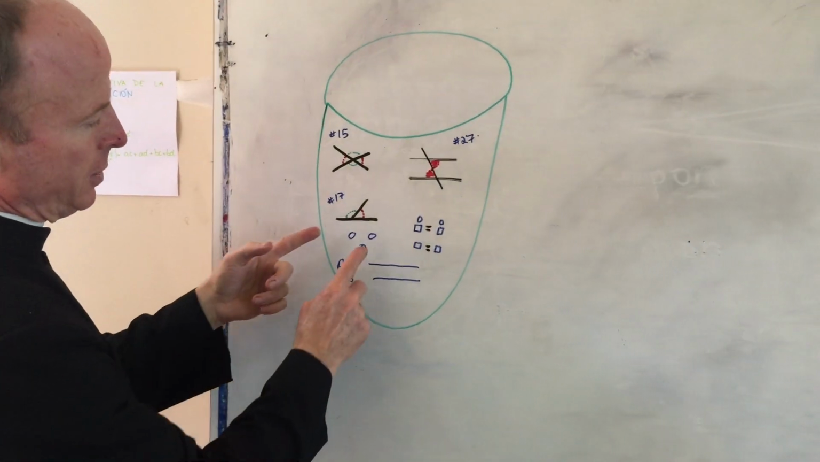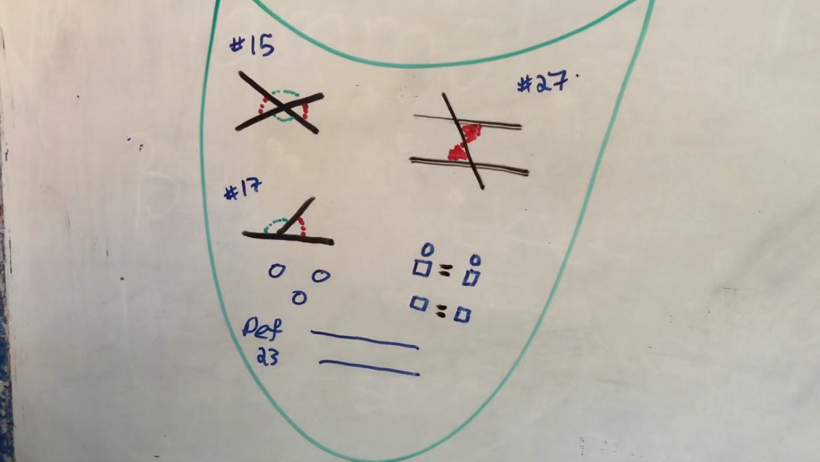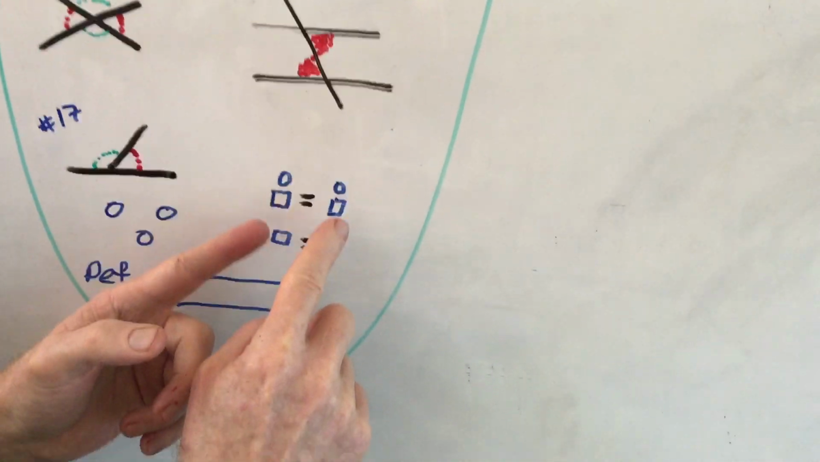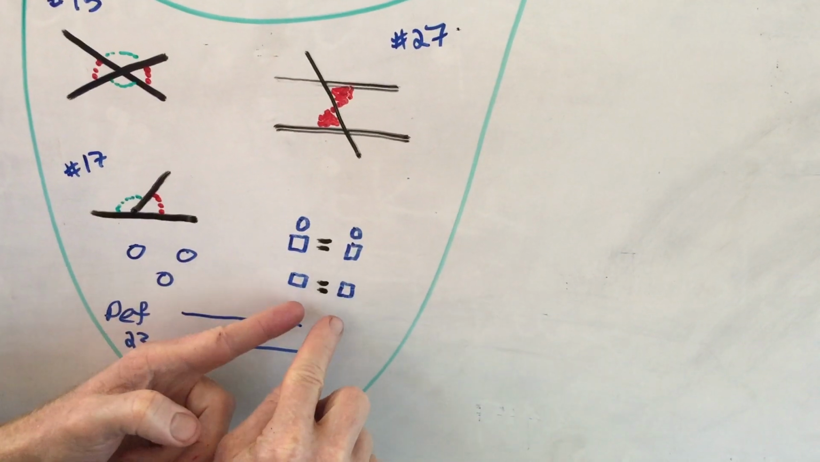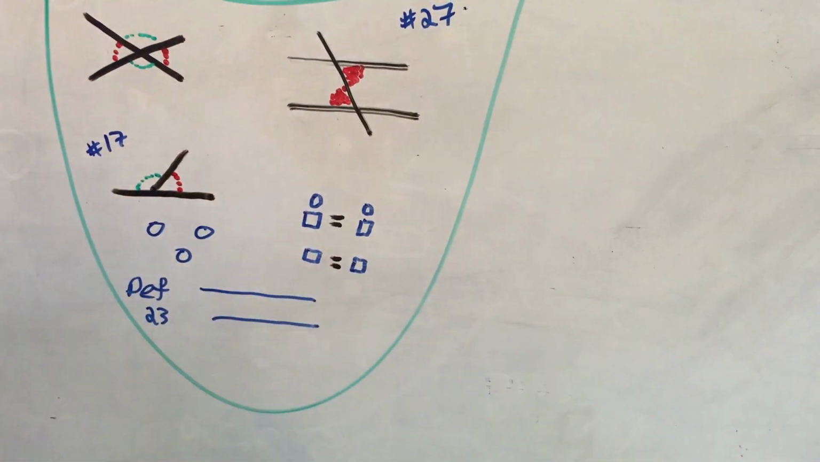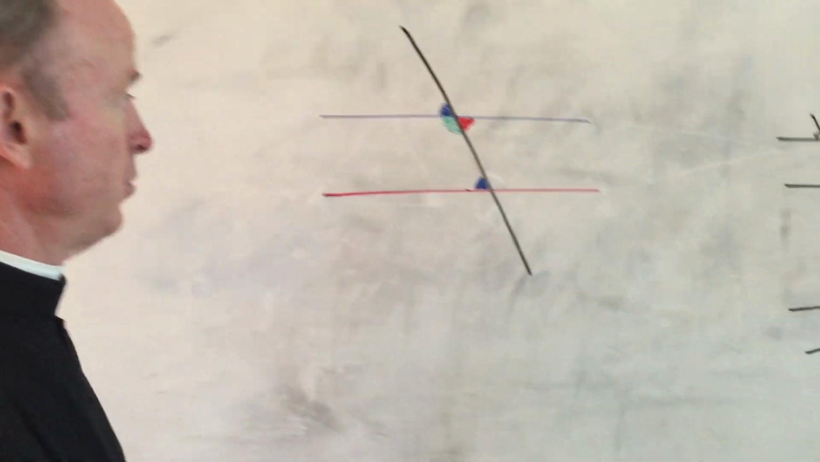Then we're going to use a couple of common notions. Two things equal to the same thing are equal to each other. And then we're going to use a common notion: when you subtract equals from equals, the remainders are equal. So subtract these equals, the remainders will be equal. Okay? Let's get started with the first half of the proposition.